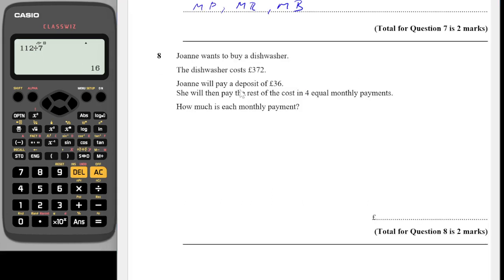Okay, question 8. Joanne wants to buy a dishwasher. The dishwasher costs £372. Joanne will pay a deposit of £36. She will then pay the rest in 4 equal monthly payments. How much is each monthly payment? So I want to do 372 minus the deposit of 36, and then I want to divide the total by 4.